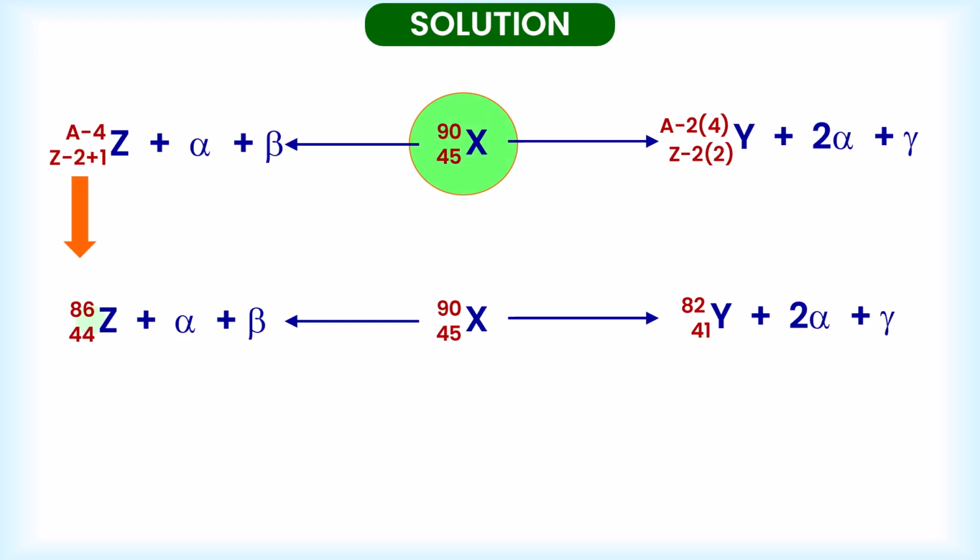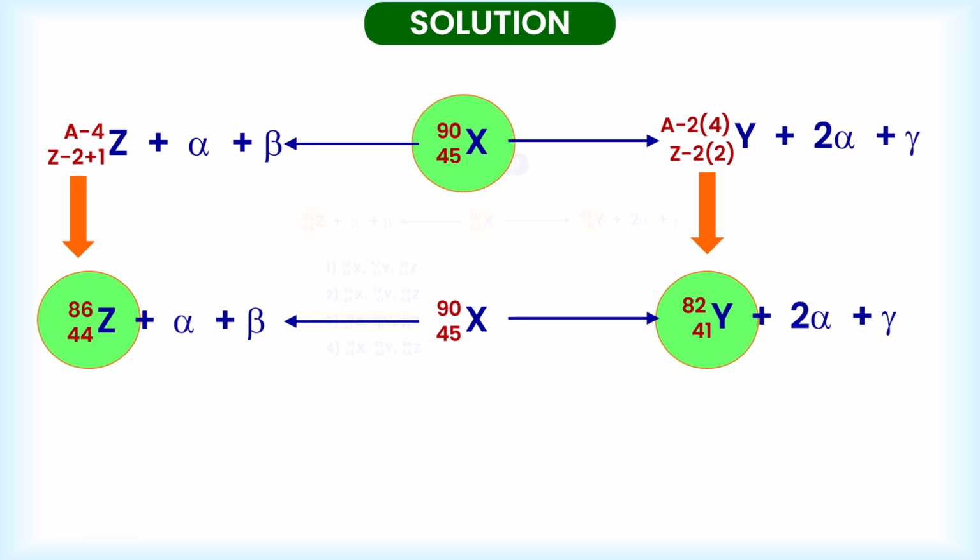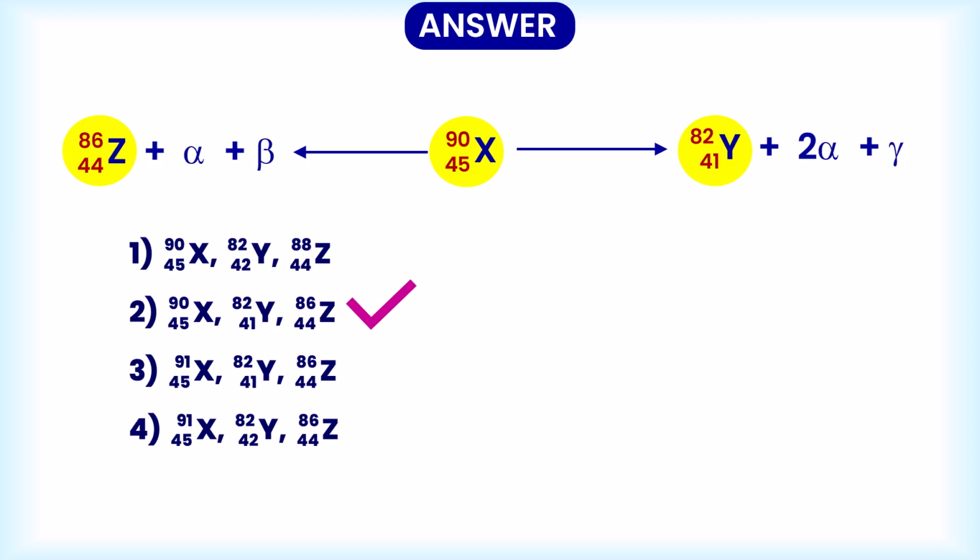On substituting these values, we can determine the identities of X, Y and Z along with their respective mass numbers and atomic numbers as shown on the screen. Therefore, the correct option is 2.